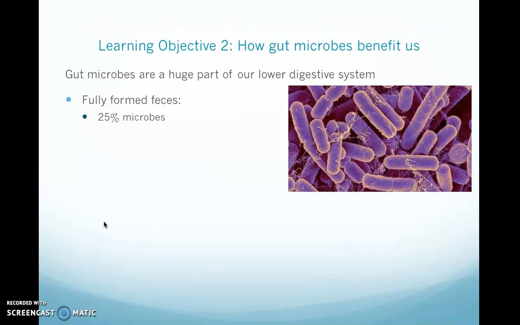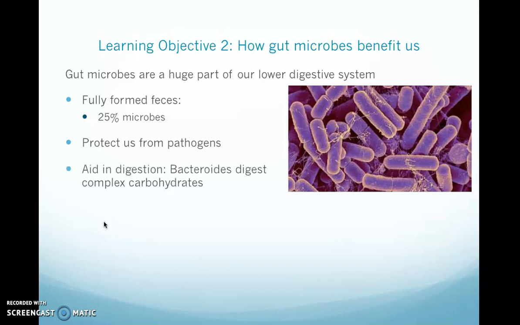So I did want to talk more about the gut microbes. They are a major part of our lower digestive system in particular. Once our fully formed feces or waste comes out, it's about 25% microbes. So there's a lot of microbes involved in that system. We mentioned they protect us from pathogens, but they also work with a lot of other functions in our body. They aid in digestion. For example, species in the group Bacteroides digest complex carbohydrates. Otherwise, we would not be able to digest these at all and get the energy and nutrients from them.